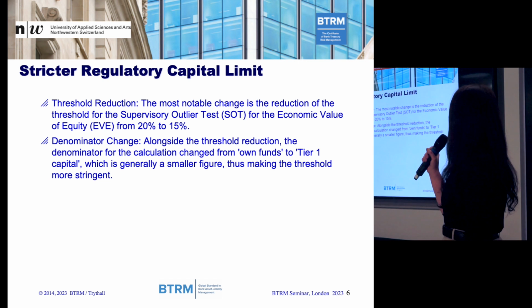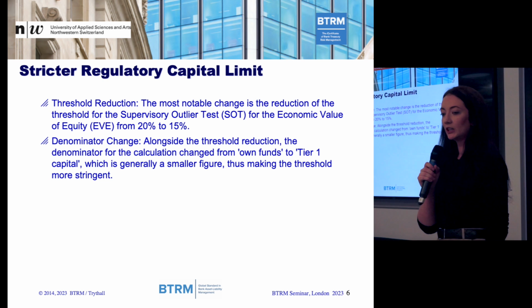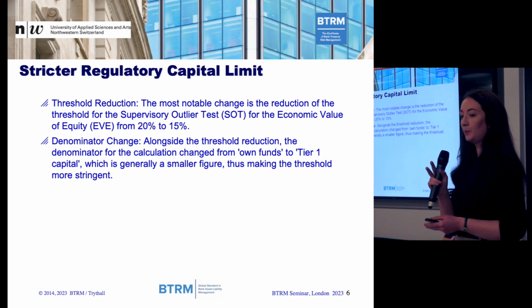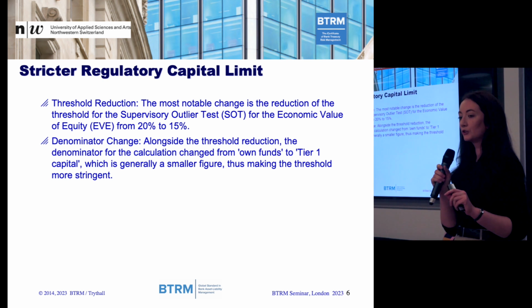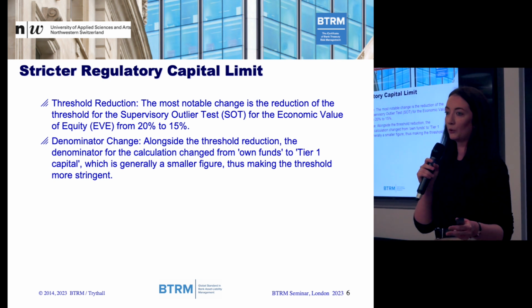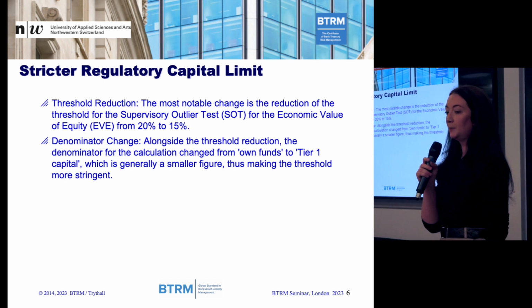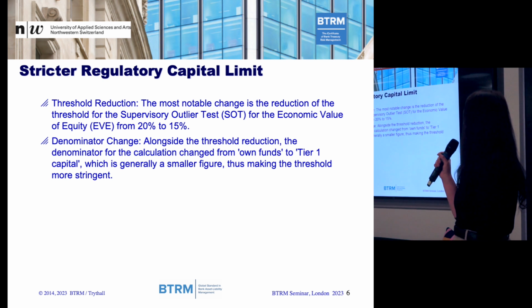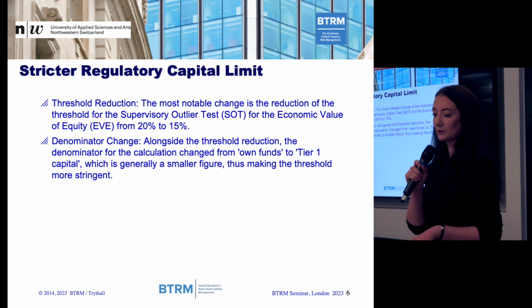So the next point I'm going to talk about is the stricter regulatory capital limit. This is a reduction in the overall amount of capital that they want you to hold. Previously, if your interest rate risk exposure was above 20%, they would say that that's risky and you have to report it to the regulator, whereas now that's 15%, so they're being more strict with it. As well as that, the denominator's changed. Instead of being own funds, it's now tier 1. That is generally a smaller number, so that's more strict as well.